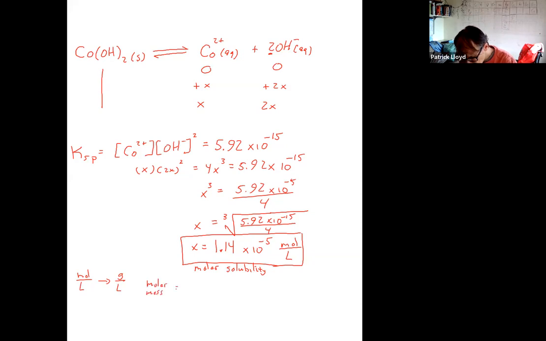So the molar mass, pretty straightforward. We have 1 cobalt, so that's 58.933 grams per mole. And then there's 2 hydroxides, so 2 times 16.00 plus 1.01. That's all in grams per mole. So it's really 2 times 17.01. So that's 34.02 plus 58.933. And it looks like it's around 92.9. So there's your molar mass.